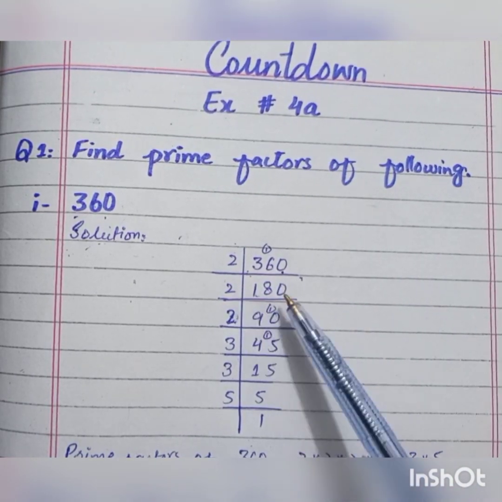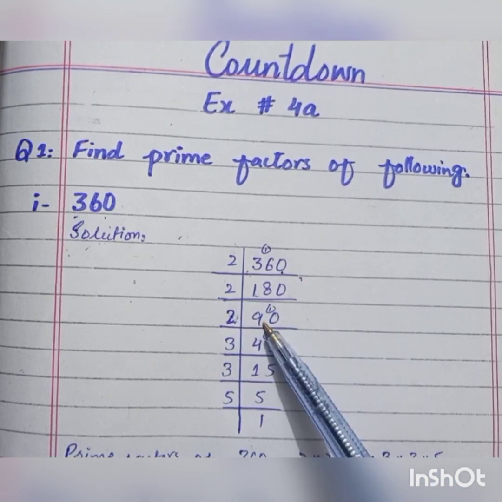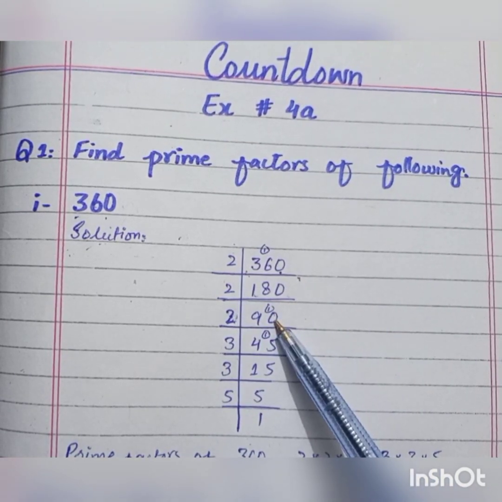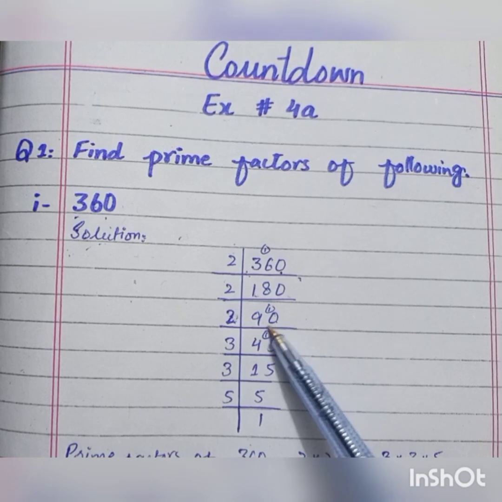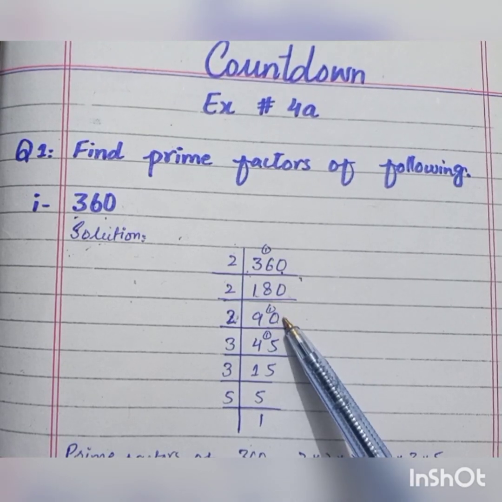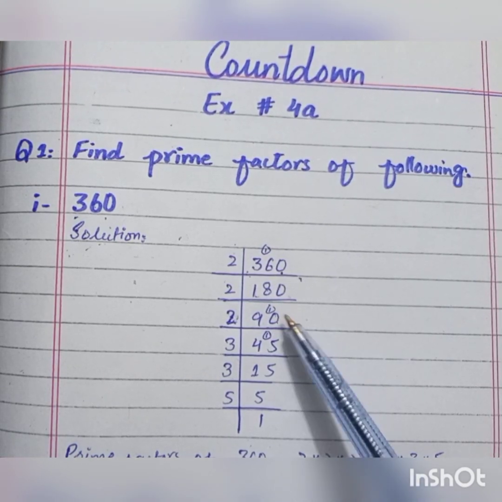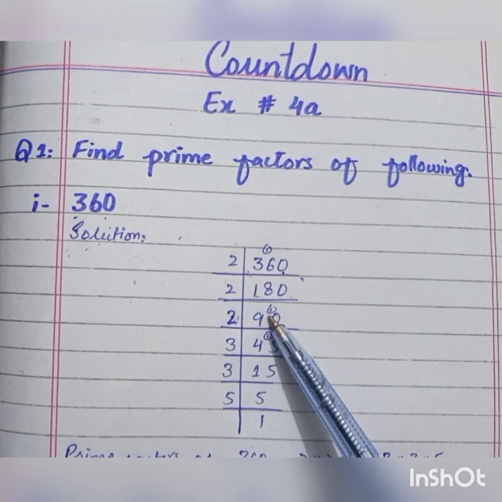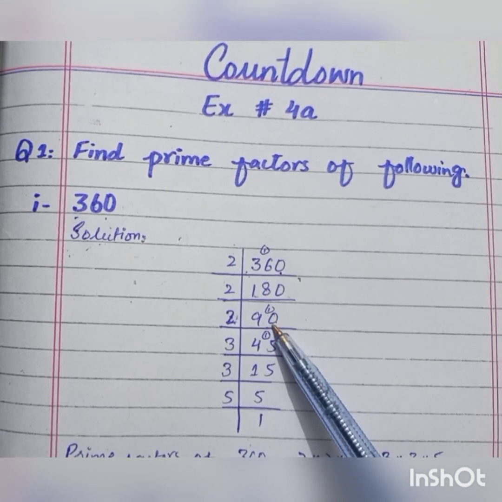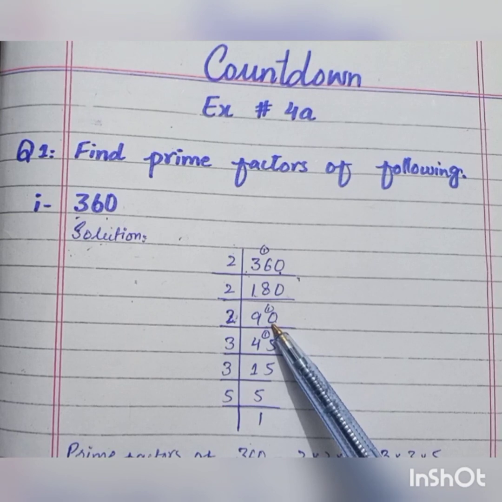Again dividing by 2 as it is an even number. So 2 nines are 18 and 0 as it is. Again divide by 2 as at unit place the digit is 0. It shows that 90 is an even number. So 2 fours are 8. Again 1 is here and 1 0 would become 10.